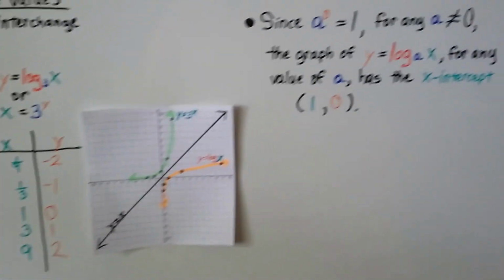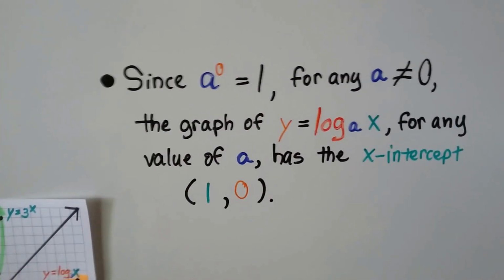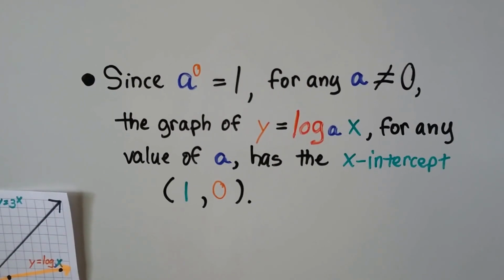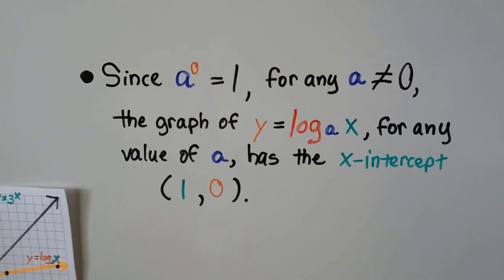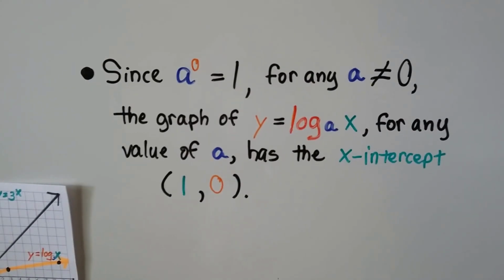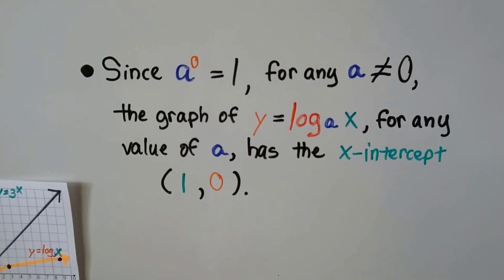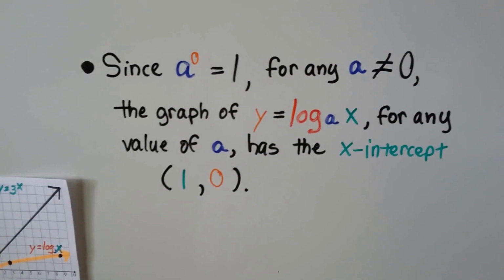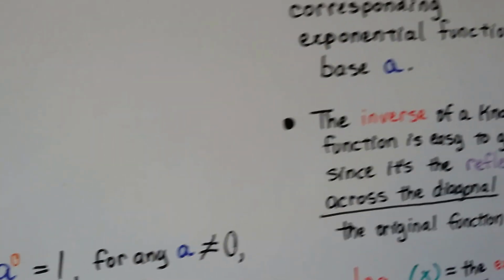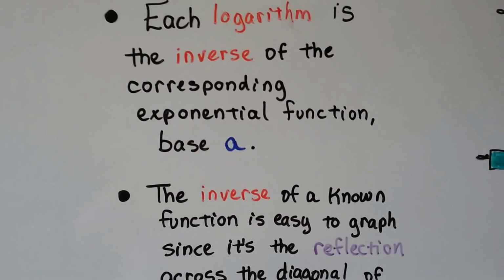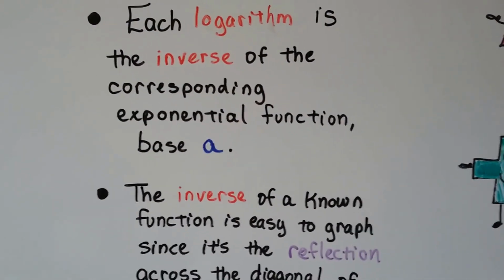Now, you remember about zero exponents? Since a to the 0 power equals 1, for any a that doesn't equal 0, the graph of y equals log base a of x for any value of a has the x-intercept 1, 0. Each logarithm is the inverse of the corresponding exponential function base a.